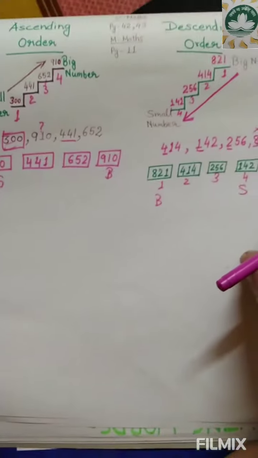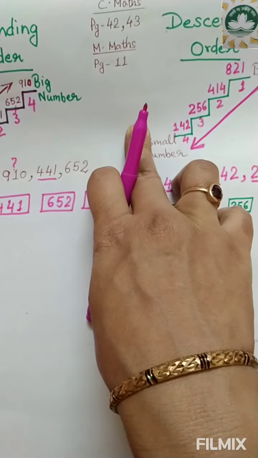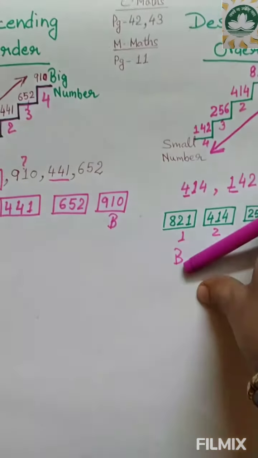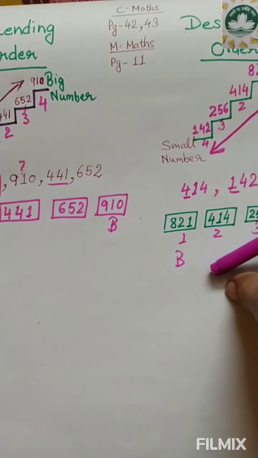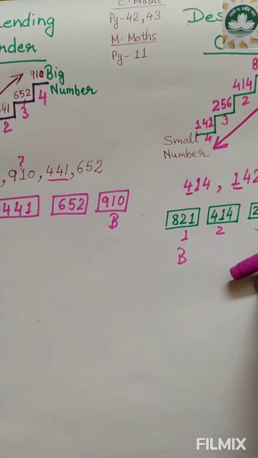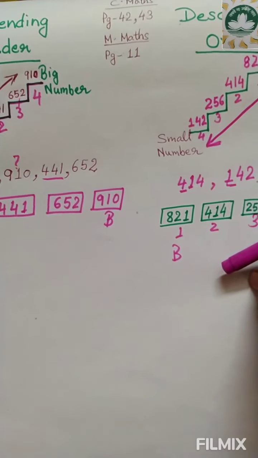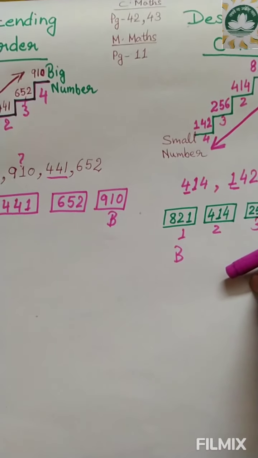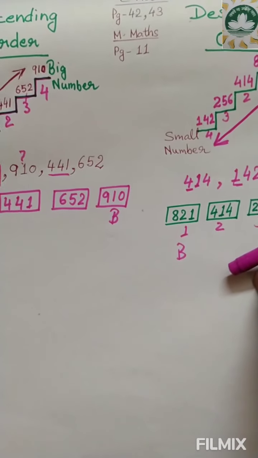So this is how you will solve page number 42 and 43 of composite maths and page number 11 of mental maths. I will also share the solved pages of all the sums that we have explained today and all the pages that I have asked you to do. Try to do it yourself, and thereafter please follow the shared solved pages to find out whether your answer is correct or not.